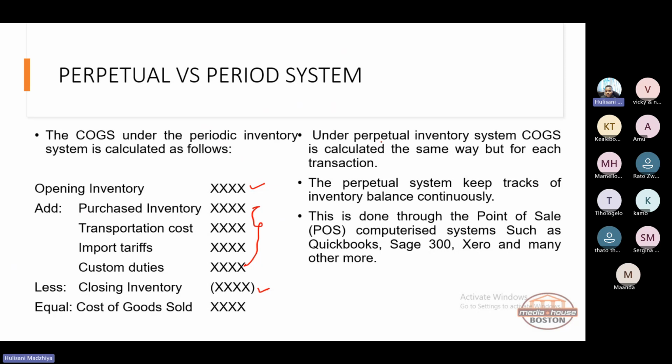So here it says that under the perpetual inventory system, the cost is calculated the same way, but for each transaction. The perpetual system keeps track of inventory balance continuously. This means cost of goods sold is calculated every day you sell something. This is done through what we call a point of sales computerized system, such as QuickBooks, Sage 300, Xero, as well as other accounting software that you will adopt for your business.